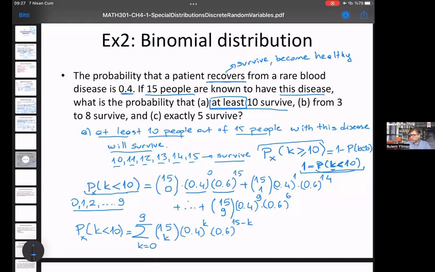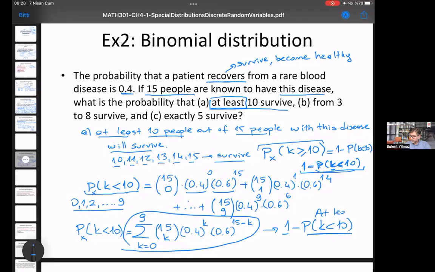Okay, so what is at least 10 people survive? It's going to be 1 minus probability of k less than 10. So this is probability of k less than 10. 1 minus this, at least 10. At least 10 people will survive.